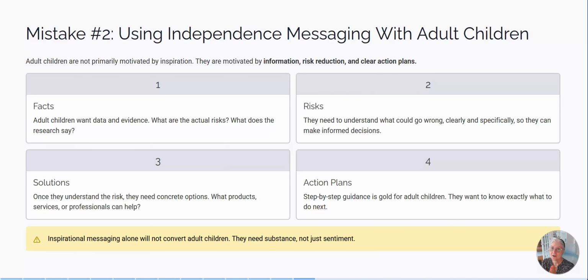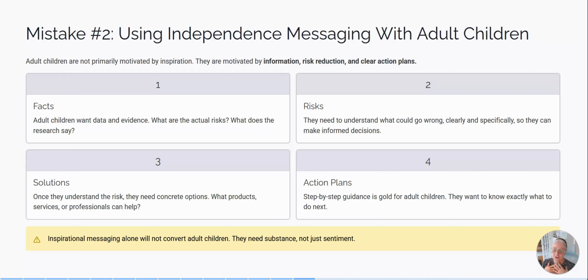Mistake number 2 that I saw a lot was independence messaging. Adult children are not motivated by inspiration. So you don't have to be so inspiring and empathetic with them. That's really more for the seniors. The adult children, the family, are motivated by information, risk reduction, clear action plans. They want to know what to do. How can they keep their aging parents safe, and how can it be the least disruptive to their own lives.